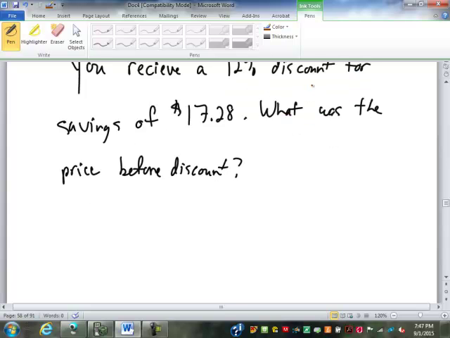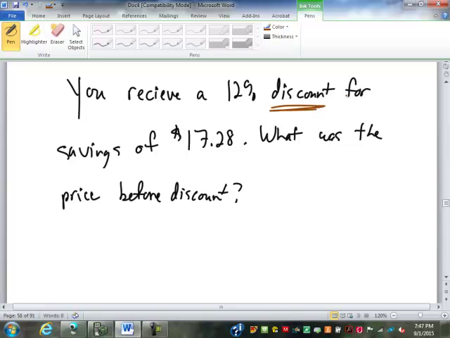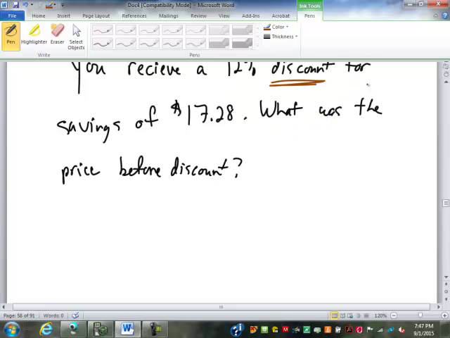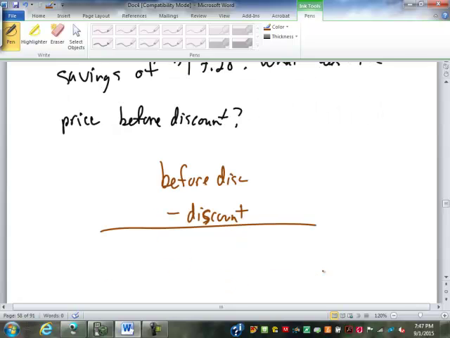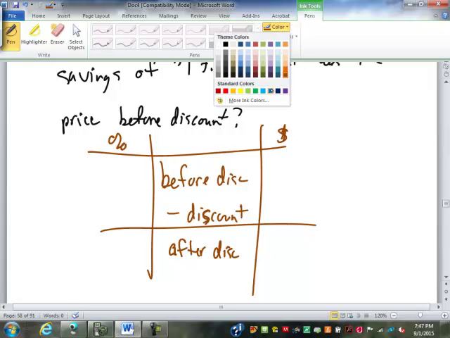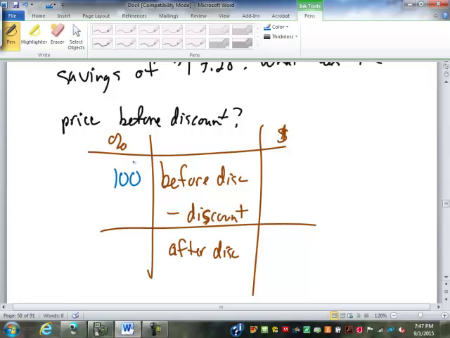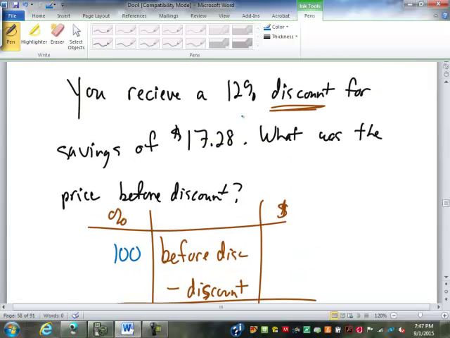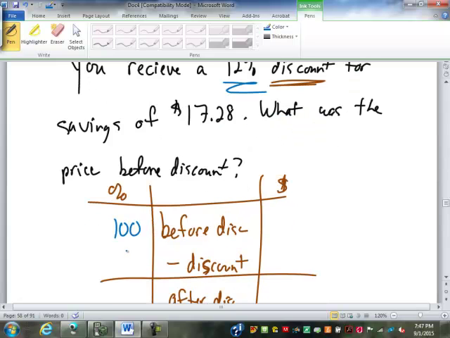Again, we could do this as a percent decrease. Anytime you see a discount, of course, you're thinking percent decrease, right? So let's do the before the discount, minus the discount, and after the discount. And of course, 100% is what we started with before the discount. We had a discount of 12%. What else do we know?